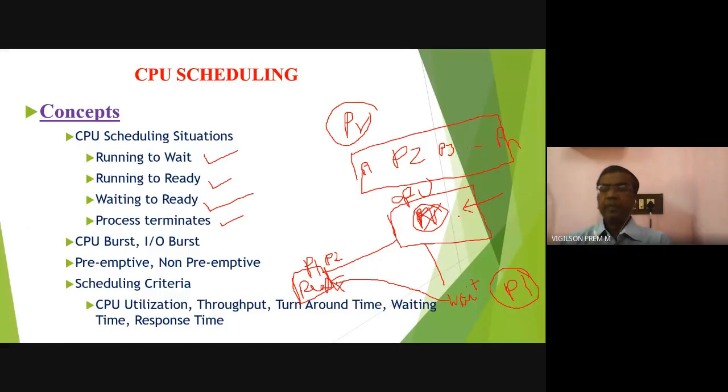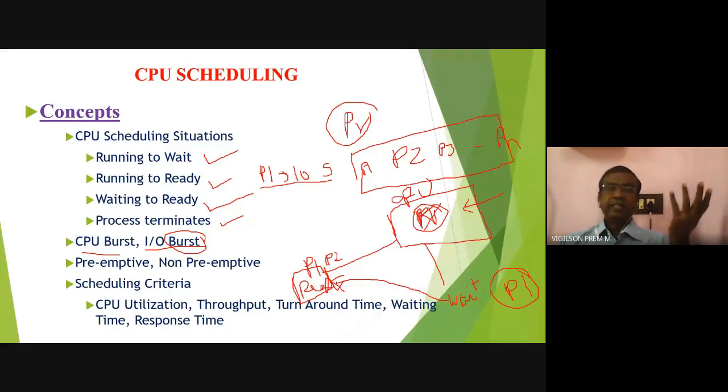Here we have to understand two important terms called CPU burst and IO burst. The burst means the time taken by the process to be available in the CPU, that is CPU burst. For example, process P1's CPU burst time is 10 seconds. What does it mean? Process P1 wants a maximum of 10 seconds to be executed in the CPU. CPU burst means the time required by process P1 to be spent in the CPU.